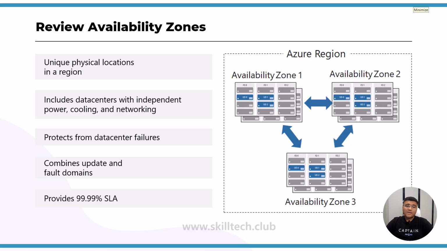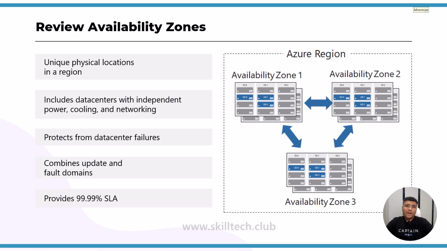This is going to include data centers with independent power, cooling, and networking. So unlike availability sets where we divide one data center into parts, here you're actually going to have separate data centers with separate cooling, networking, and power source associated with that. This is also going to protect from data center failures, because if one data center zone is down, the other 2 data center zones will be available and your virtual machines will be running inside that.